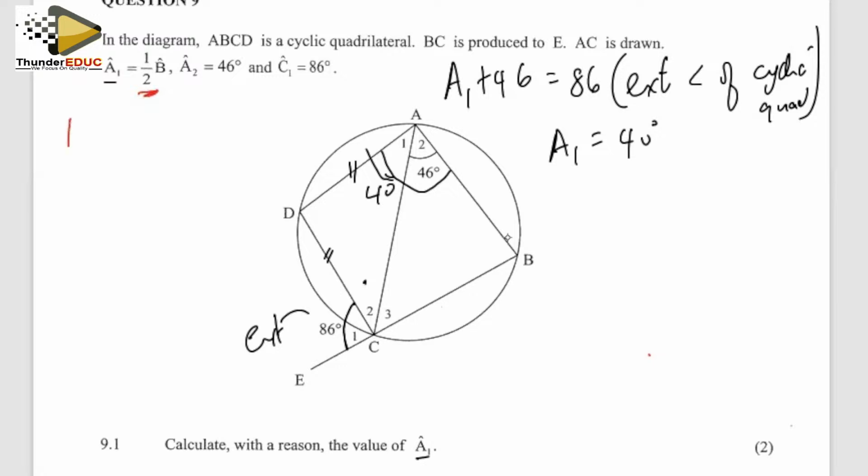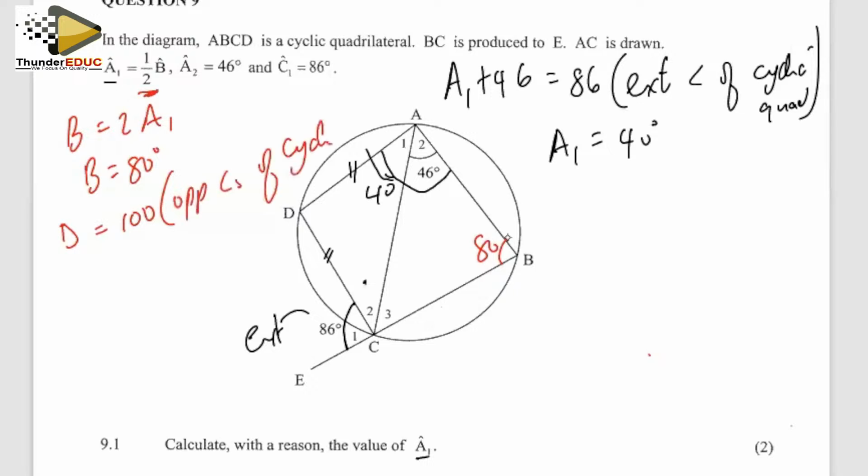So for us to get B, it is going to be twice A1, which means that our B is going to be 80 degrees. Okay, that is 80. And then angle D is going to be 100. Reason: opposite angles of a cyclic quad. Okay, so this is 100.